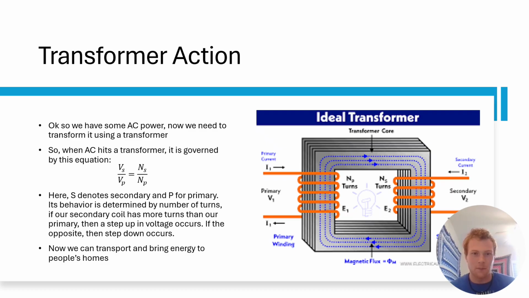So transformers are used, and it's governed mainly by this equation: the voltage of our secondary over the primary is equal to the ratio of our turns, pretty much. And it's a super simple, honestly not that complex, way of manipulating voltage, right?